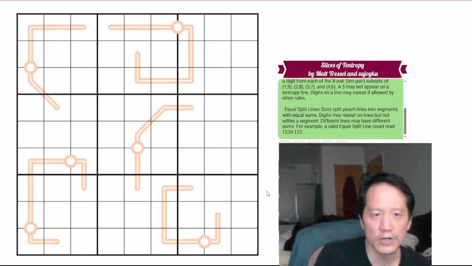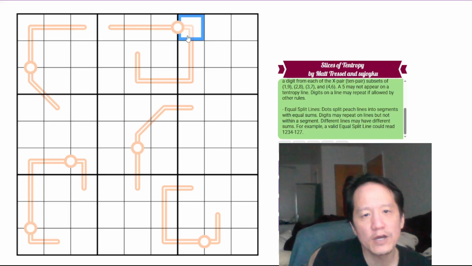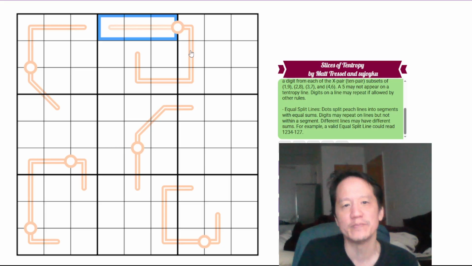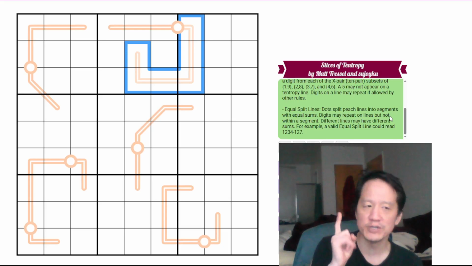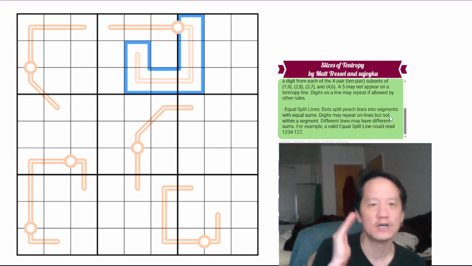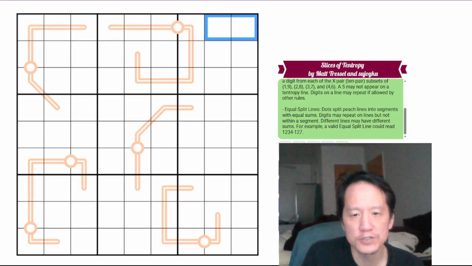Let's go. Okay, first thing I see is we have 6 digits here adding up to the same as what 3 unique digits add up to. Again, there are no repeats within a segment. In addition, this is a tentropy line, which means there are no 5s along it. So in row 1, where are the 5s? They have to be here. So this is a 5. One of these two is a 5.